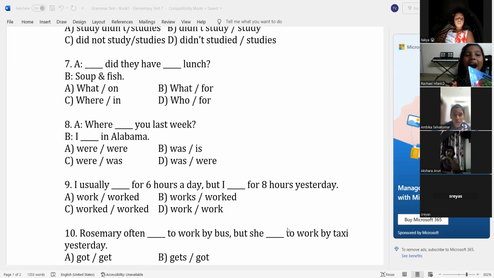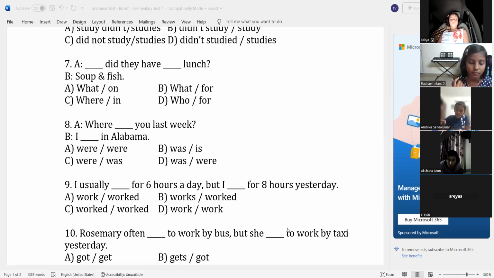I usually work for 6 hours a day, but I worked for 8 hours yesterday. Superb. Yes, sir. I usually work for 6 hours a day, but I worked for 8 hours. Since yesterday is past, usually is in simple present. Superb answer. Nine is B. You write it, Sugan. Nine. That is enough. Okay, we can move forward. I will send you the document. You can script it in the audio recording. Very good. Akshara, 10.